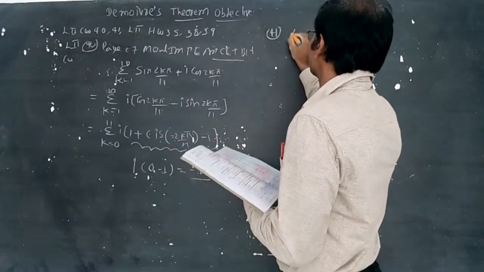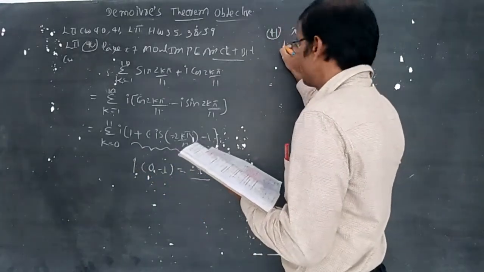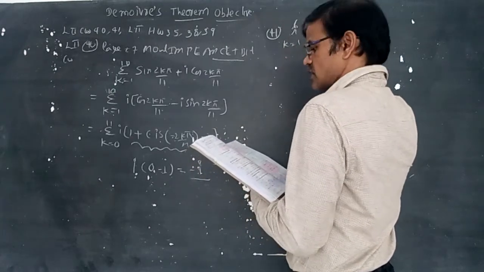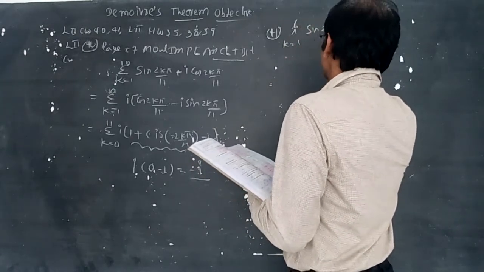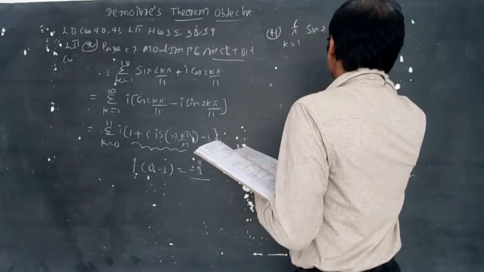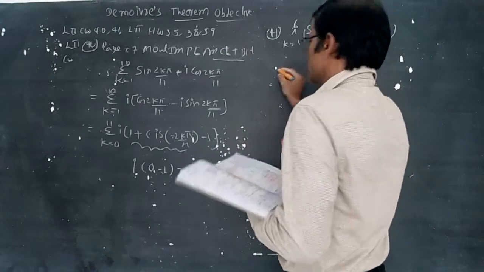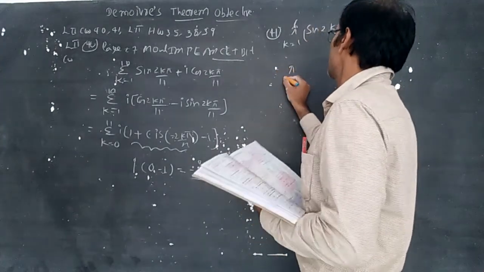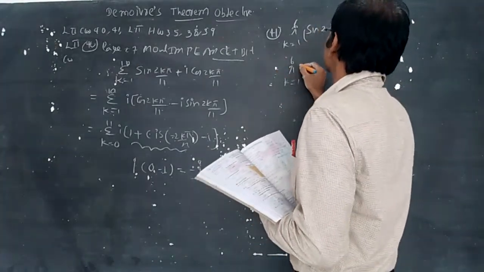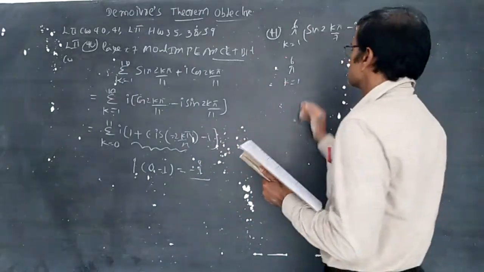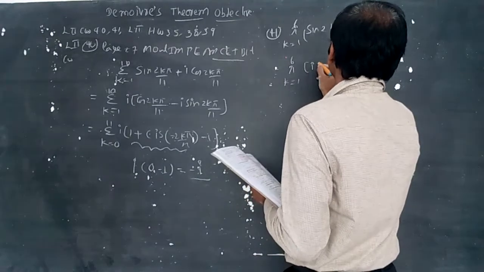Question 41: the product is asked. Pi means product. The product over k equals 1 to 6 of sin(2kπ/7) minus i cos(2kπ/7). That is equal to the product over k equals 1 to 6. Better to write 0 to 7 and multiply. Okay, let us take common in a similar way.